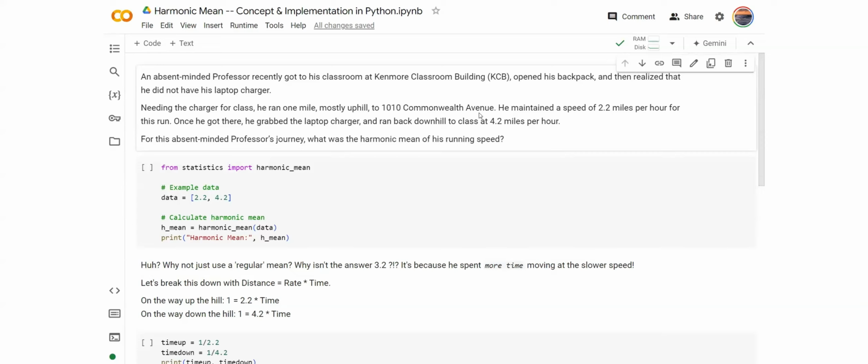So note those two different speeds. Of course, it's easier to run downhill. This is actually pretty realistic. For this absent-minded professor's journey, what was the harmonic mean of his running speed?